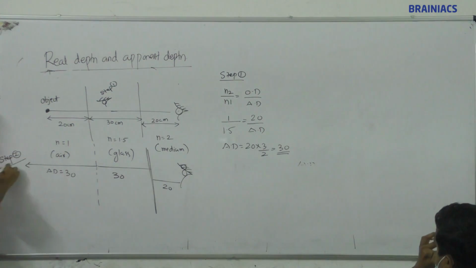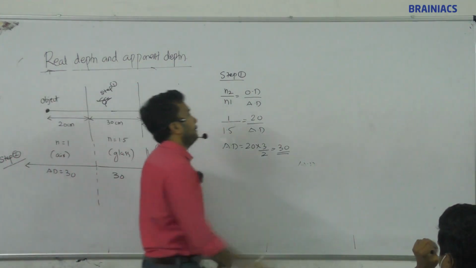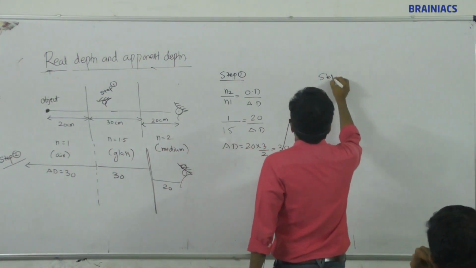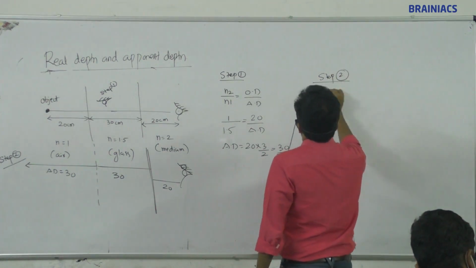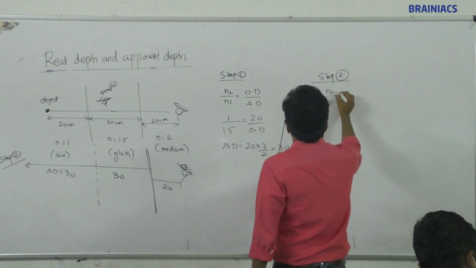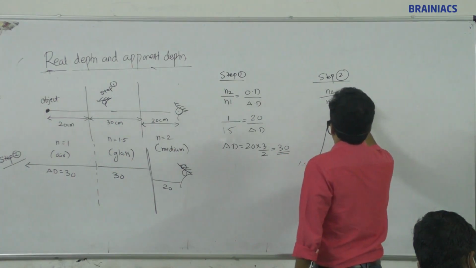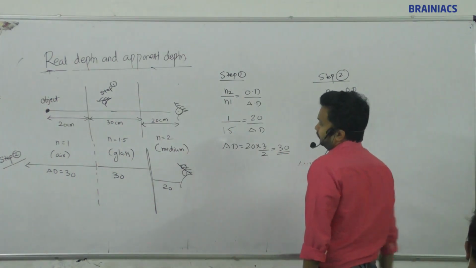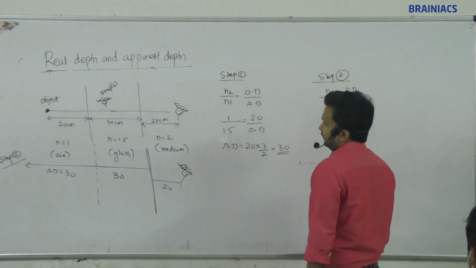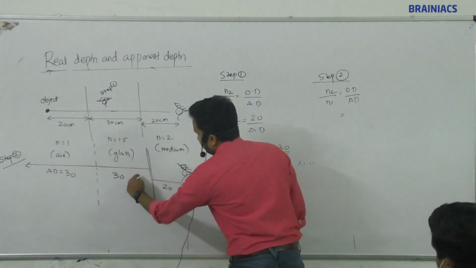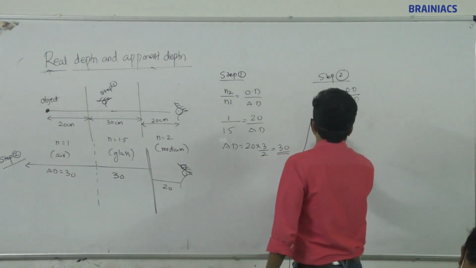Step 2. So I am going to steps. N2 divided by N1 is equal to original depth by apparent depth. N2 is where the object is located. The object is located at this borderline, so it has become 1.5.